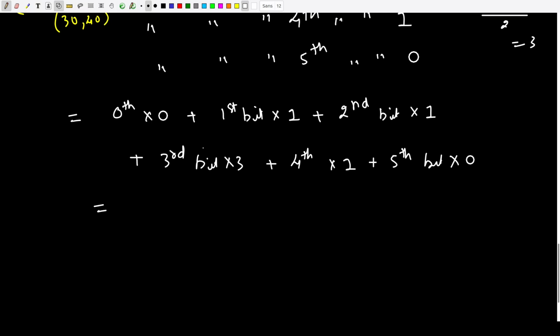And eventually, let us now expand this. See, here we are multiplying it by 0, so I'm just writing it down as 0.